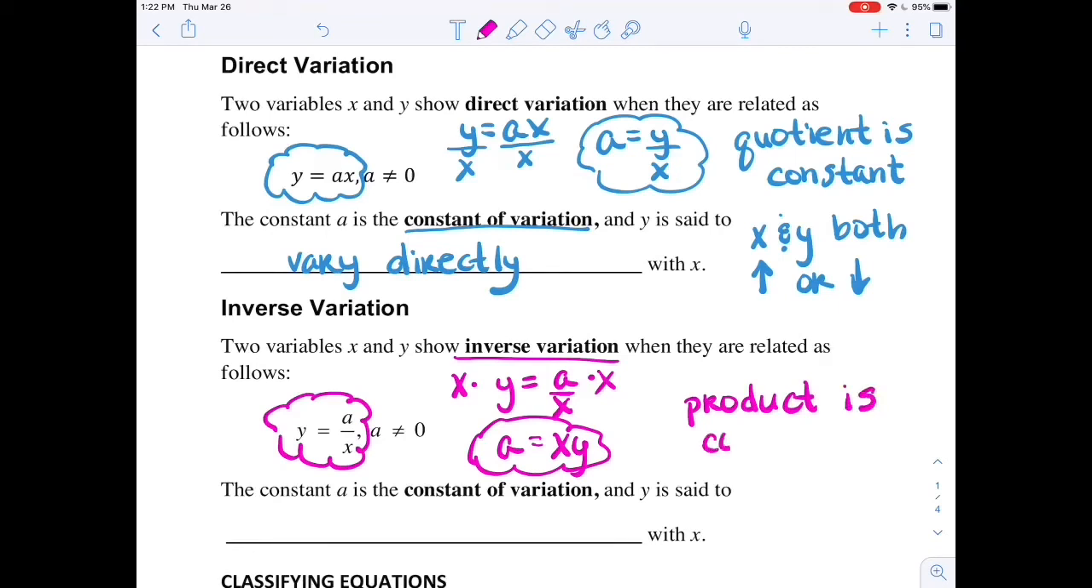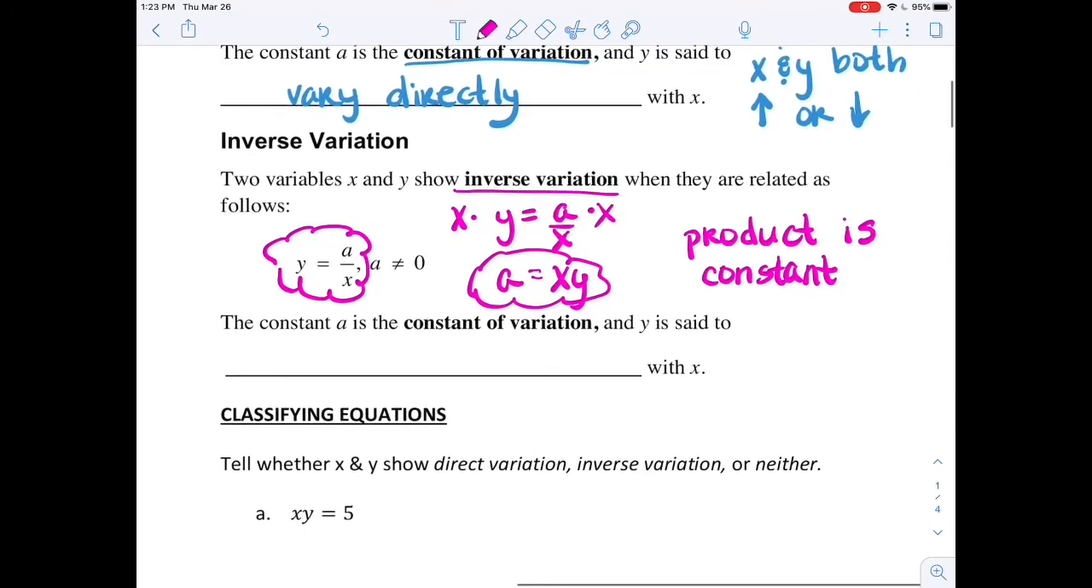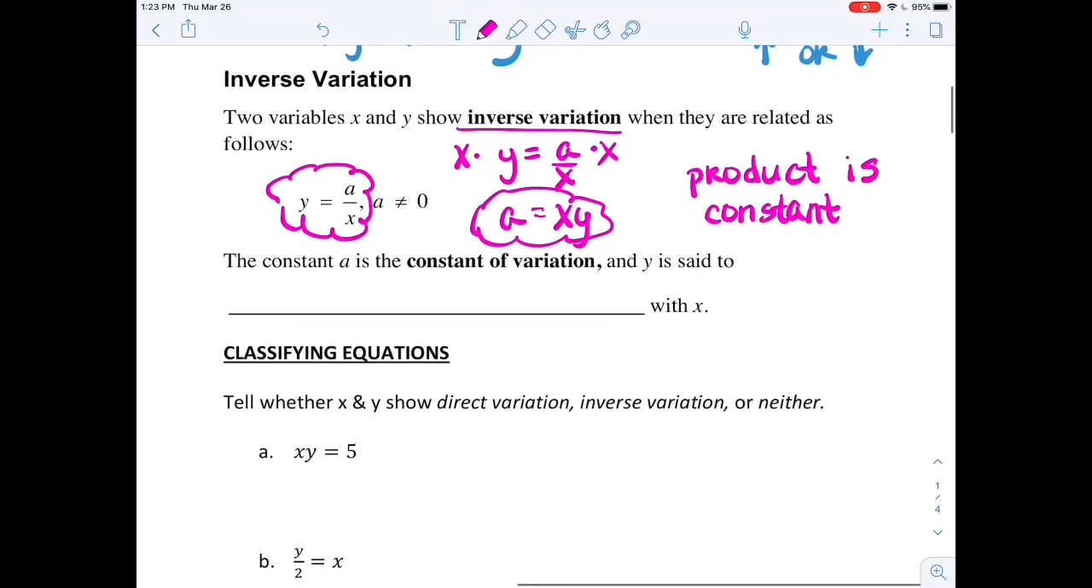So we'll be using both versions of these equations. Again, same thing, just a little rearranged as we go through our examples today. Our a is still the constant of variation, but this time a is varying inversely, or y is varying inversely with x. So vary inversely.